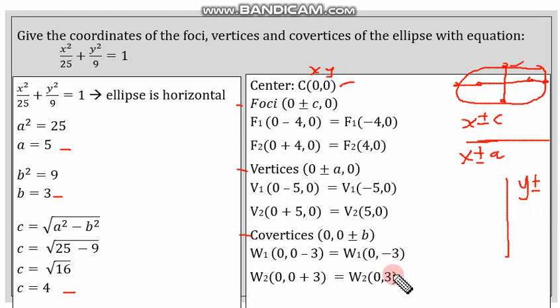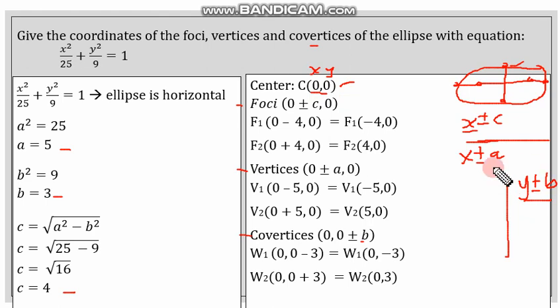So, ang co-vertices diri, that's b units. So we will add and subtract b units. Again, if horizontal, we will add or subtract the value of whatever you see, a or b. Basta horizontal sila, i-add nimo na siya sa x coordinate of the center. But kung vertical, just like sa atong co-vertex, we will add and subtract the b sa atong y coordinate of the center.